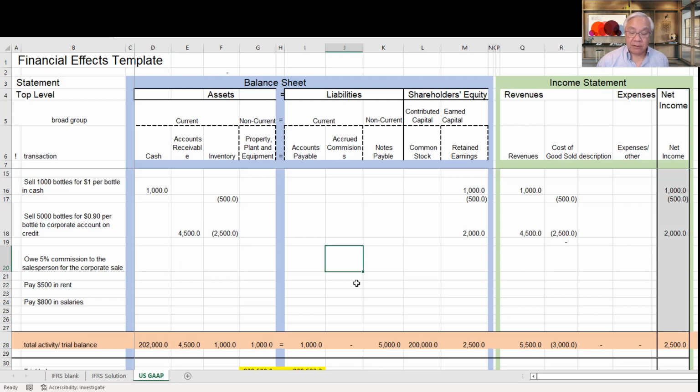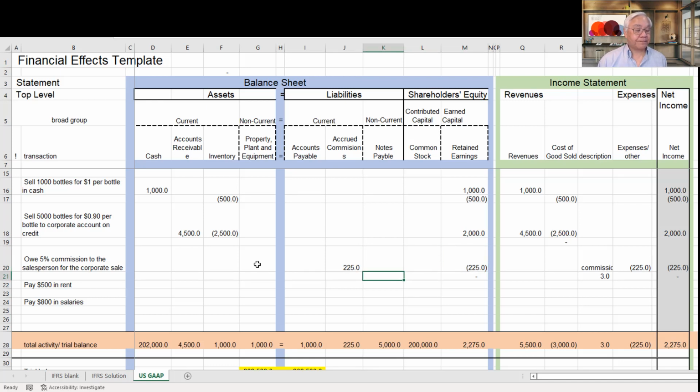I have an account called Accrued Commission. I'm going to owe more money to this person. How much more? 0.05 times the value of that contract is 4,500. I owe 225. That's an expense. This is a commission. And it's negative 225 because it's an expense. And so are we in balance? No assets moved, but liabilities of a plus 225 and equity of a negative 225 means we're in balance.